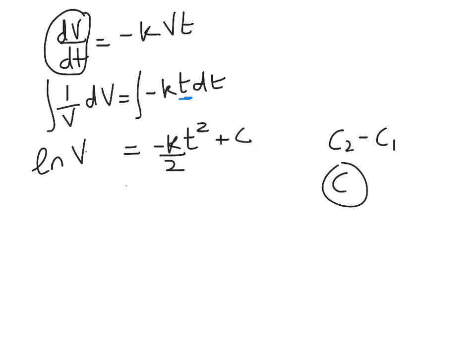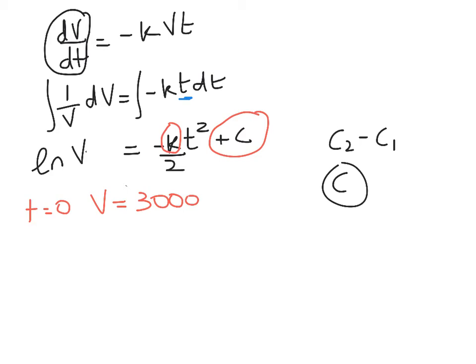Okay, but look, we have got two constants here that we've got to figure out. We've got this one and we've got this one. So that's why we've got to have two bits of information. The first one that we're going to use is that when t is 0, we know that our v is equal to 3000.